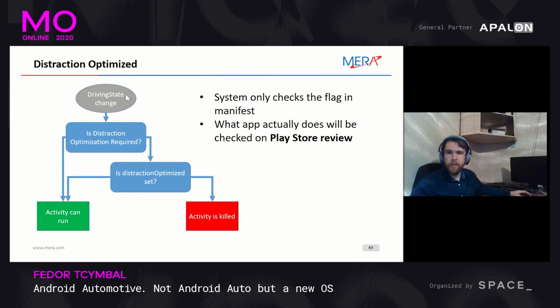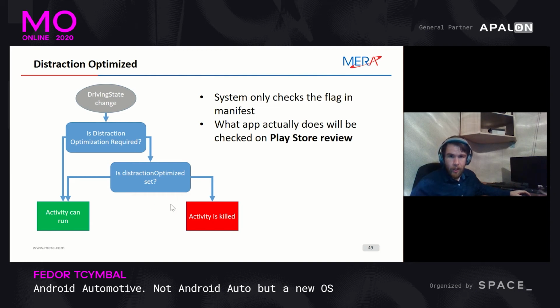Important thing to note, the system only checks the flag. Whether or not you actually do something about these restrictions will be checked in the Play Store review. So the system will not prevent you from cheating in any way. You can just set the flag. But if you apply for Play Store review, if you want to put your app in the Play Store, they will probably check it, and the review will be longer for automotive apps.